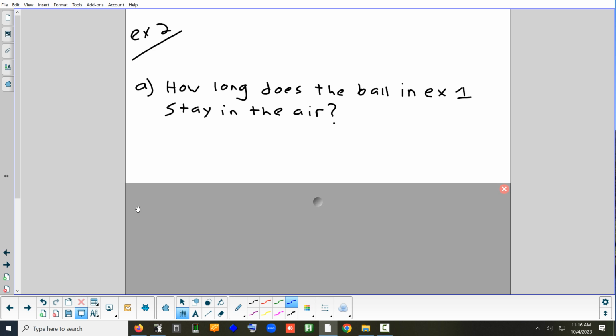Okay. How long does the ball stay in the air? Well, if the ball is in the air, what does that mean about it? The height is above 0. So that's basically what this is asking. We just did a question where we figured out when the height is above or equal to 64. Now we're answering the question, when is the height above 0? That's basically what this question means.